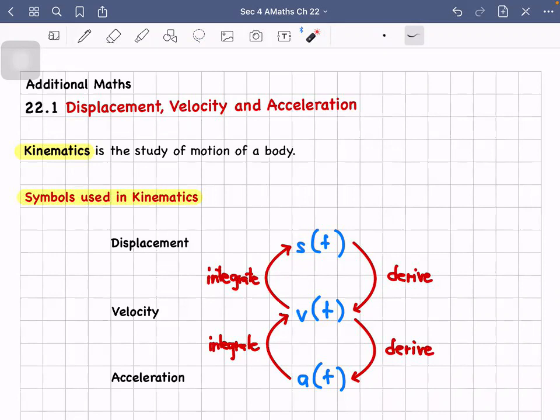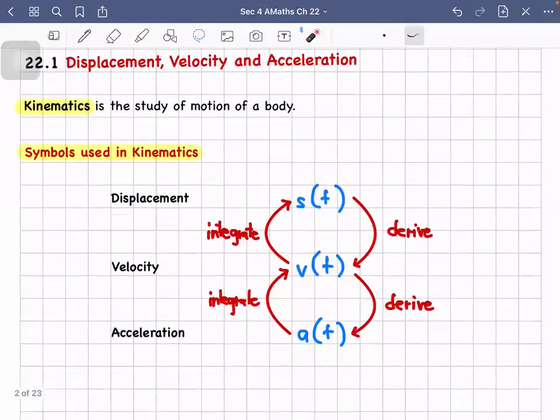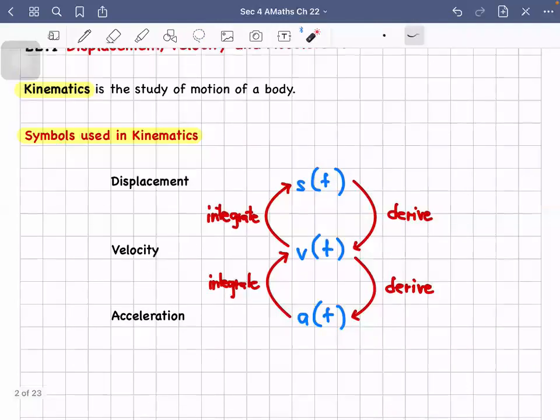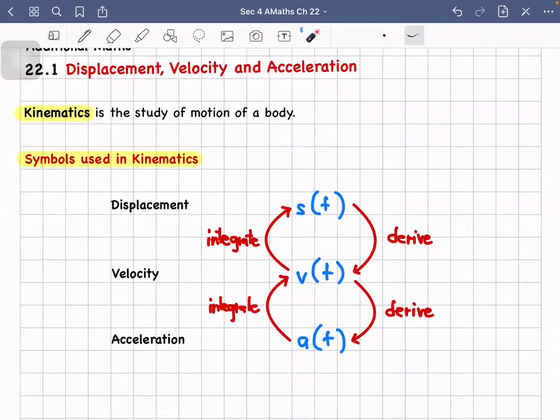Okay, so in kinematics, there are four important things, as you can see on your screen right now. The first one is displacement or the displacement function, and we use the letter S for displacement. And then the next one is the velocity function, wherein we use the letter V for velocity. And then we have acceleration, which is letter A or the acceleration function.